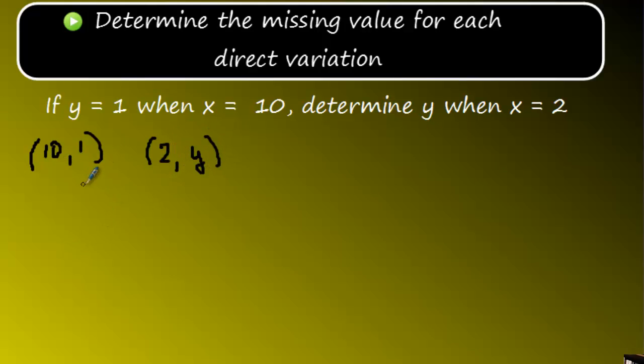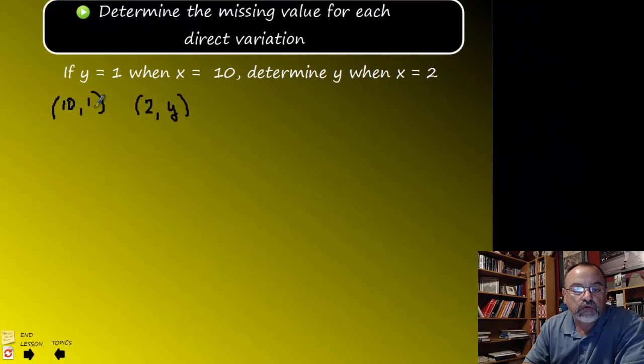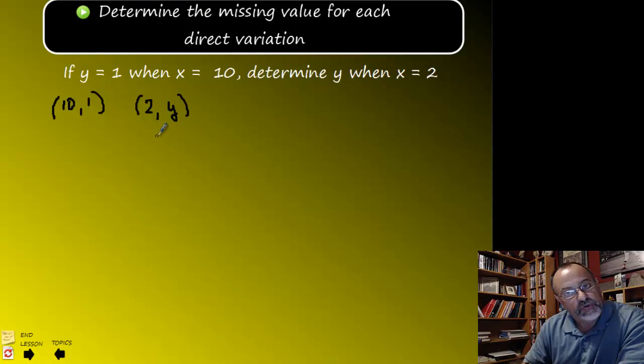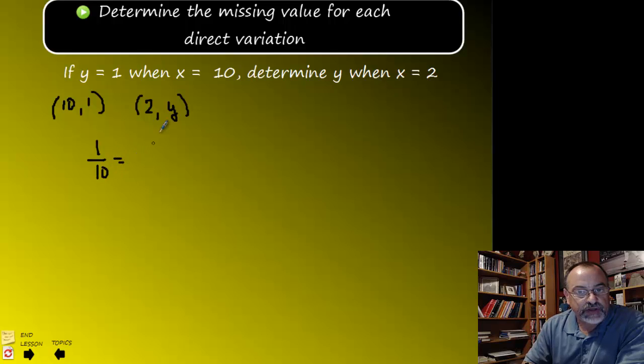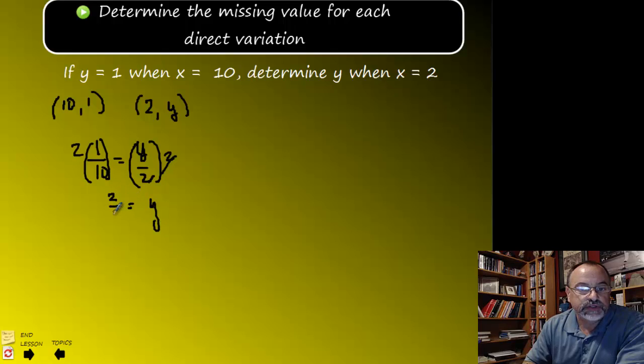So what you have here are two ordered pairs, one where you know the y and the x, and one where you don't know the y but you do know the x. But we know with direct variations that if we put y over x, it's going to equal every other y over its x. So here's my proportion. Now I simply solve this equation for y. So I multiply both sides by 2. I reduce those, so y is equal to 2 over 10, or 1/5. So the y value is 1/5. Okay, and it's really that simple.